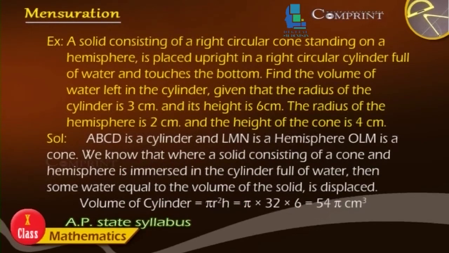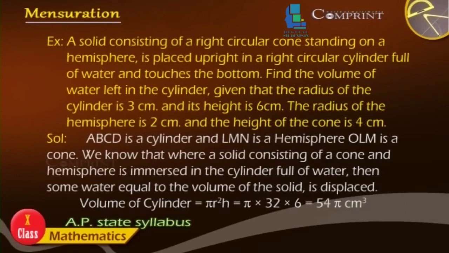Example: a solid consisting of a right circular cone standing on a hemisphere is placed upright in a right circular cylinder full of water and touches the bottom. Find the volume of water left in the cylinder, given that the radius of the cylinder is 3 centimeters and its height is 6 centimeters. The radius of the hemisphere is 2 centimeters and the height of the cone is 4 centimeters. Pi is equal to 22 by 7.